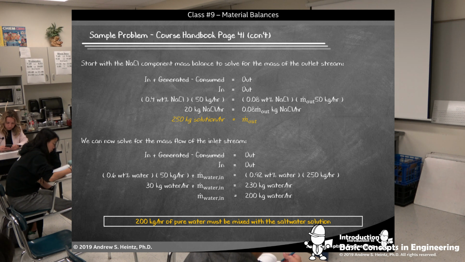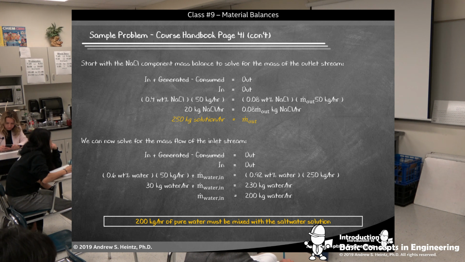So we have a stream that's 0.4 weight percent times 50 kilograms. So how many kilograms of salt do we have? It's 20, which means that we have to have 20 kilograms of salt coming out. But we know that that salt has to be diluted, right? So that lets us solve for our unknown, which is m out, which is 250 kilograms. All right, and that's just algebra, right? So we solved down for one unknown.